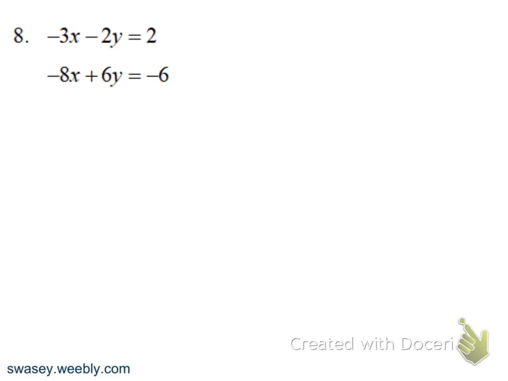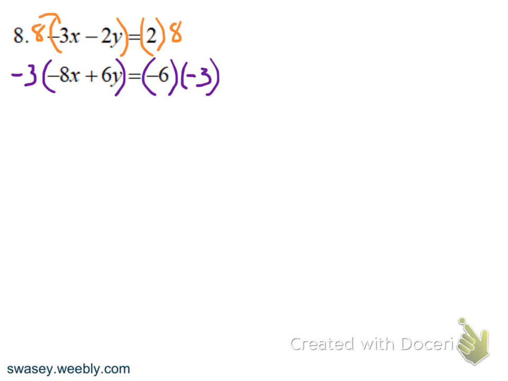Here we've got the same signs, so we need to make sure one of them is going to come out to be negative, one of them positive. So I'll multiply the top equation by 8 and the bottom one by negative 3. Again, one of the equations needs to come out to be positive, one negative. 8 times negative 3x is negative 24x. 8 times negative 2y is negative 16y. And then on the right side, 2 times 8 is 16.